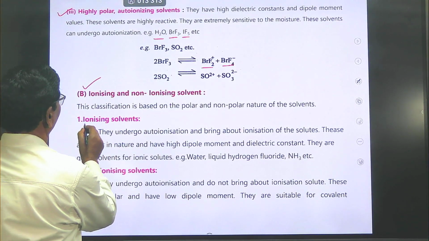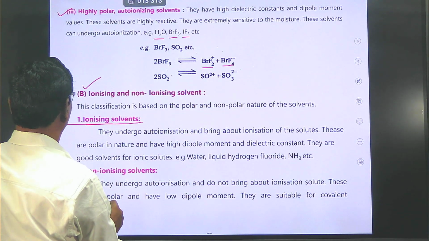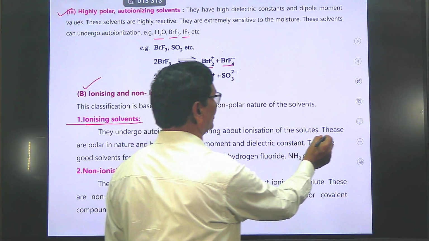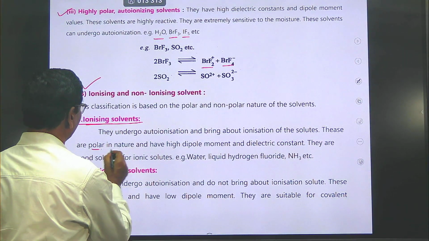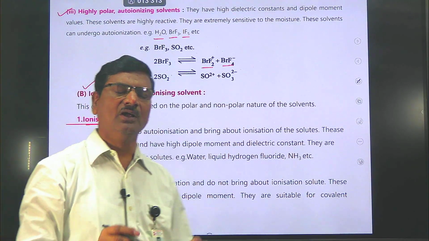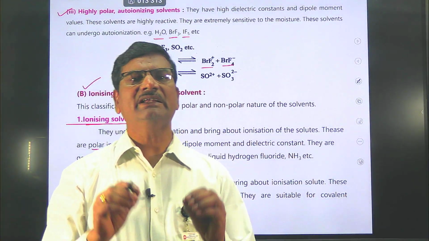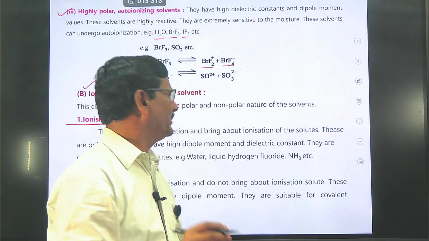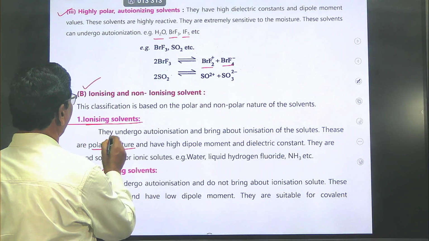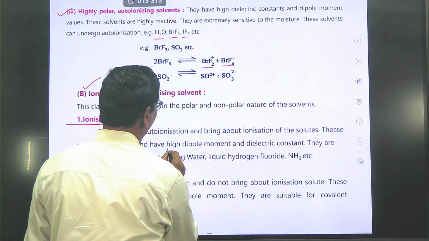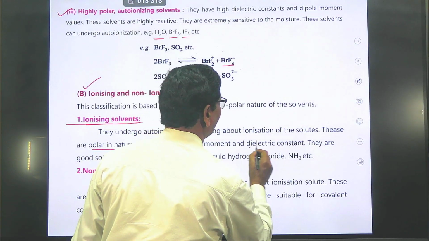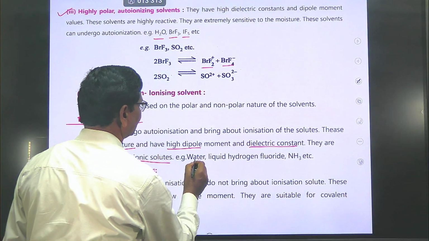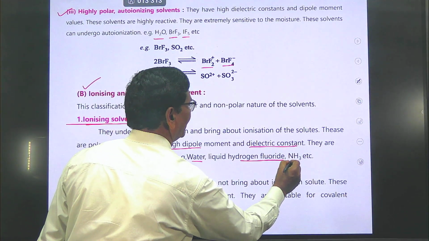Ionizing solvents undergo auto-ionization and bring about the ionization of the solute. These are polar in nature. What is meant by polar in nature? When in any aqueous solvent it releases positive and negative charges, two parameters get released. That's why it is called an ionizing solvent. It has high dipole moment and high dielectric constant. They are good solvents for ionizing solutes, for example water, liquid hydrogen fluoride, NH3, which are good ionic solvents.